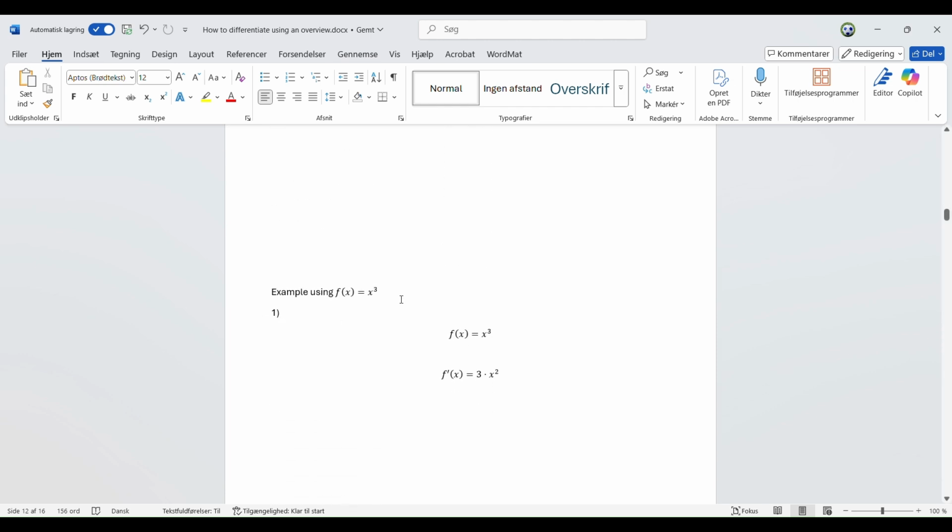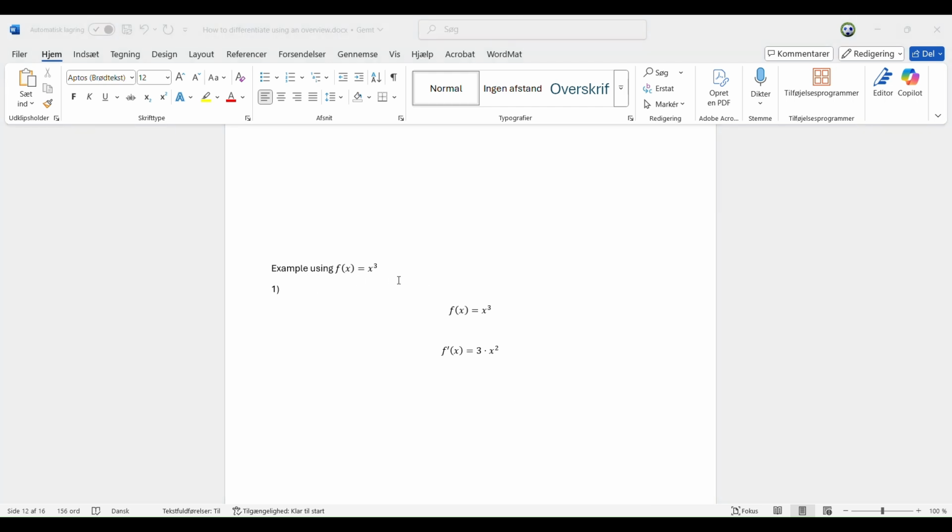Then we have the next one, f of x equals x to the power of 3. We have a look at our overview down here, and we find the function down here, and the first order derivative equals 3 times x squared. So we just write that. So x to the power of 3, the derivative, is equal to 3 times x squared.